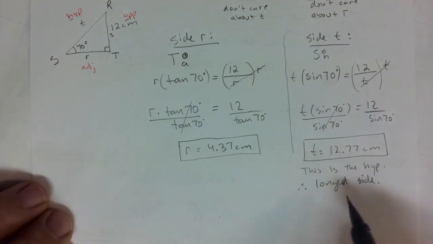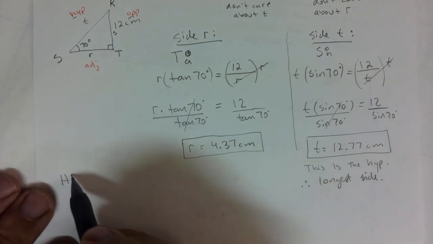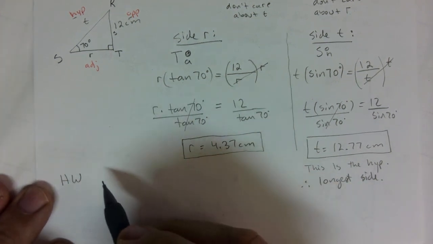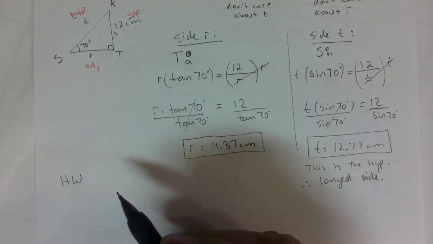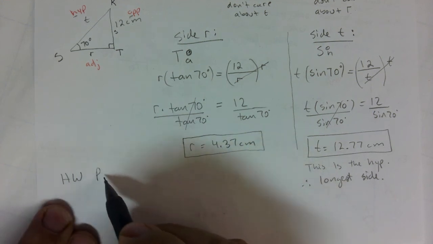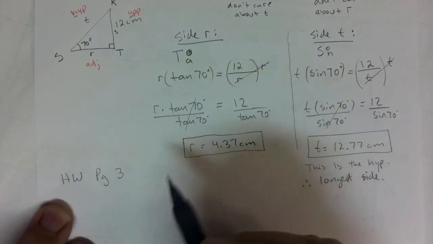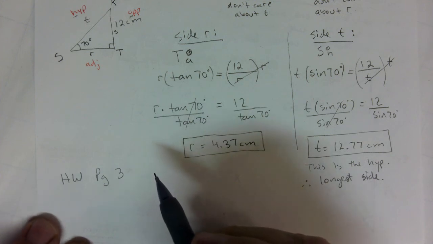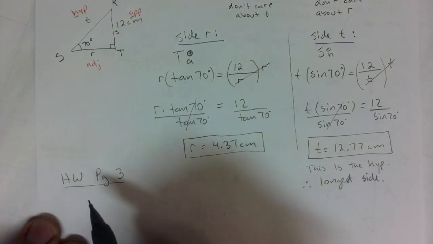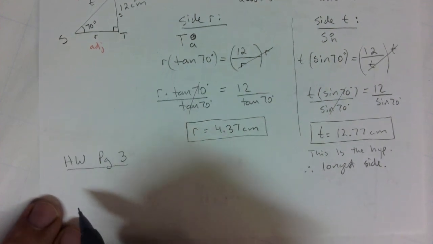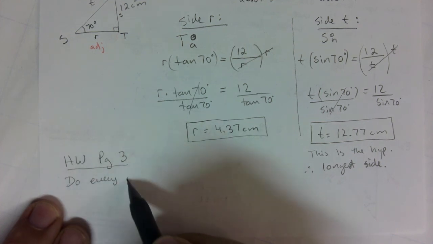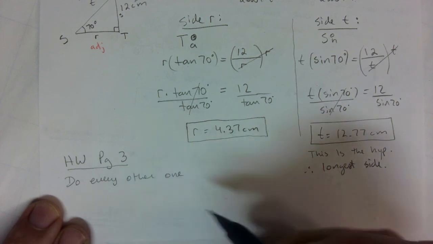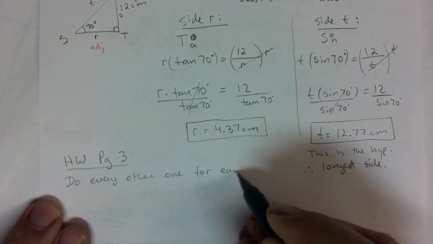Okay, I will just say this here, homework. I will just go with one page here, even though there are two pages. Oh, there are no page numbers on this one. Oh yeah, there is. I will just say page 3, and I will say, how should I say this? Do every other one for each question.